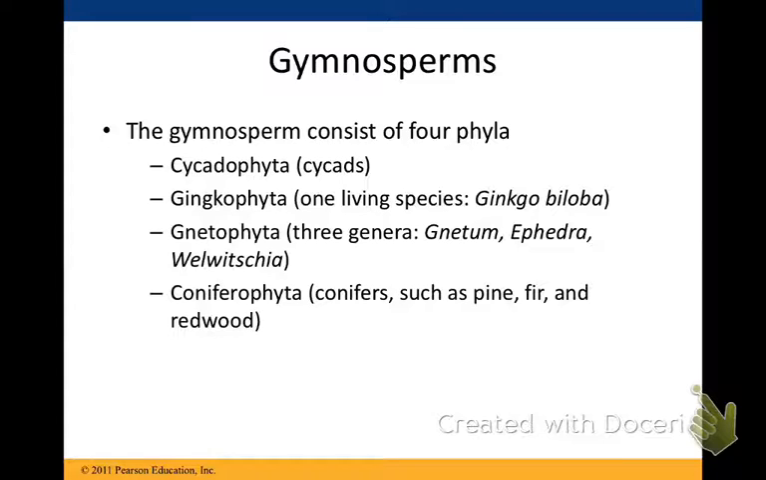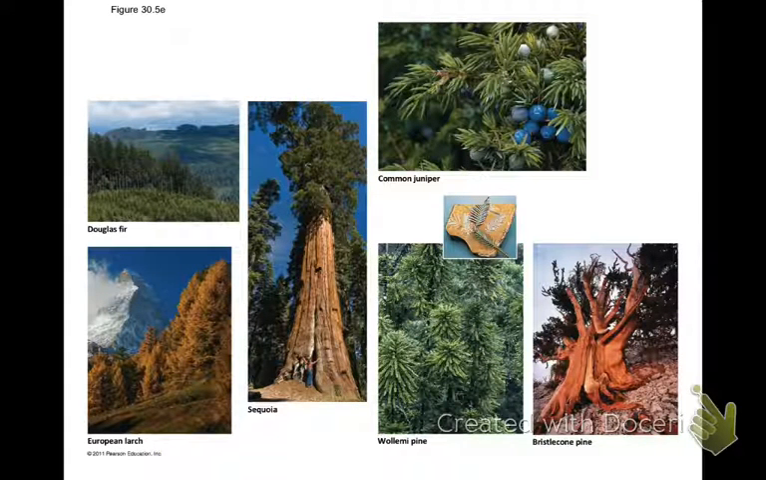The cycads, the most familiar to you would be the sago palms, such as the large one out in front of the Black History archives. Then we have the ginkgophyta, of which one living species is all that survives, called Ginkgo biloba. Then we have the gnetophyta, which include 3 genera, Gnetum, Ephedra, and Welwitschia, all of which are adapted for arid climates. And then the largest group are the coniferophyta, which include the pines and firs and redwoods, as seen here.